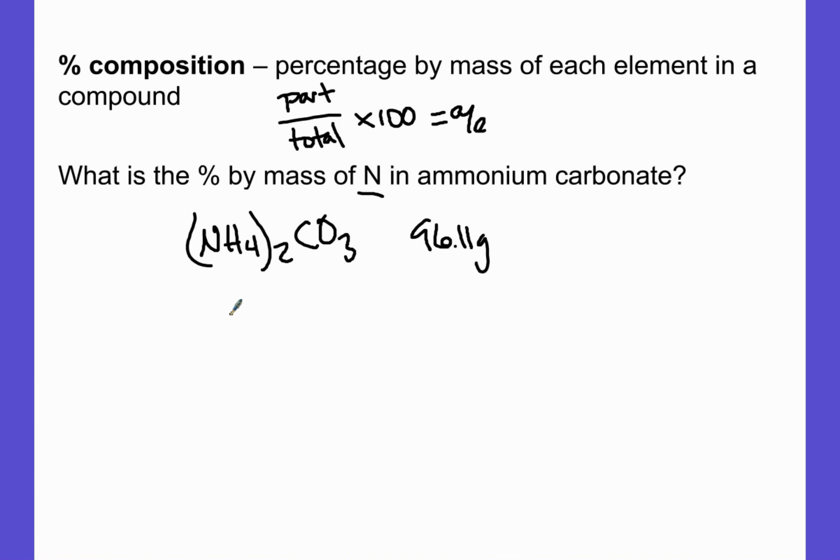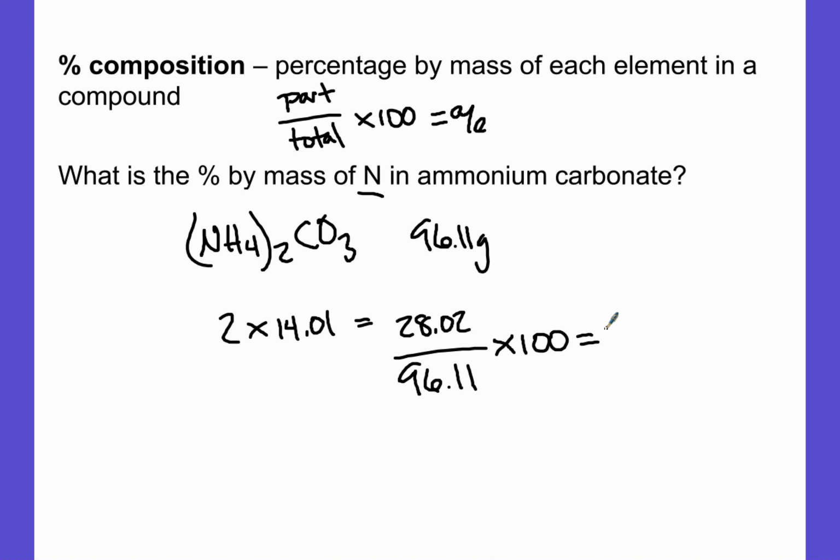So there's two nitrogens, remember? So I just take 2 times 14.01, that'll give me 28.02, and then I'll divide that by my total and take it times 100. That's as simple as it gets. So when I divide and then multiply by 100, I should get an answer of 29.15% nitrogen.